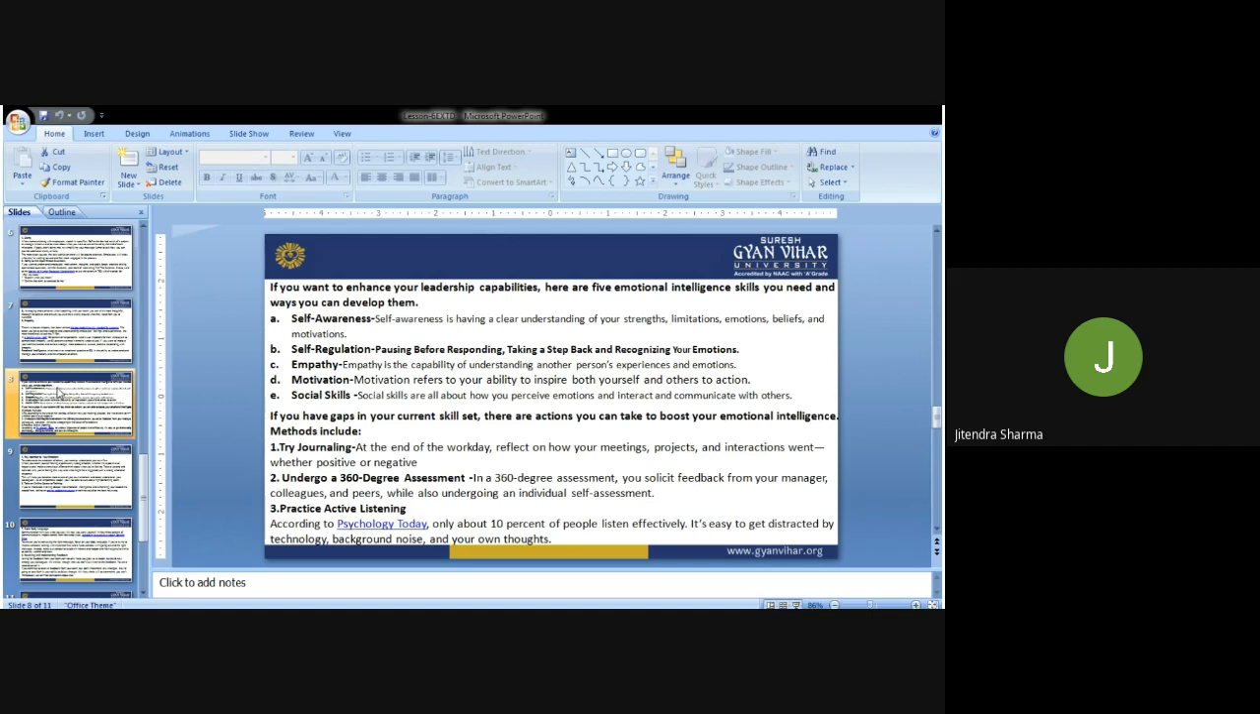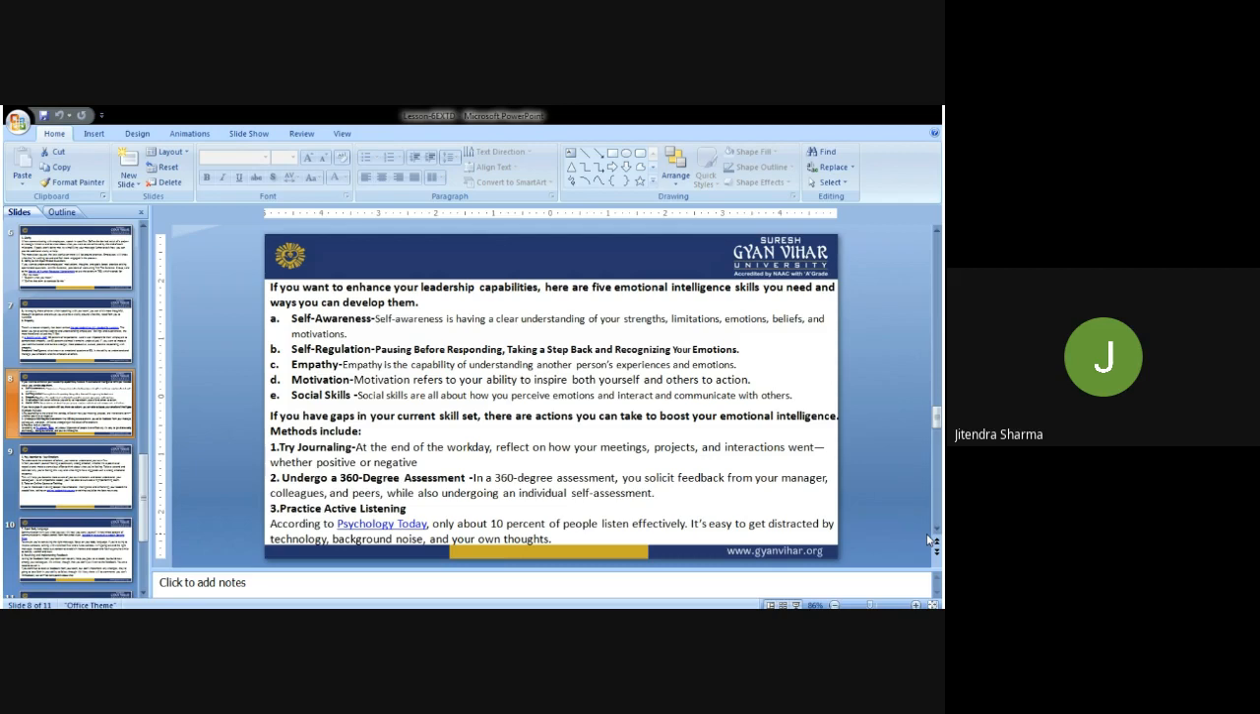Practice active listening. That is the key. If you are impatient or aggressive by nature, and if you are poor in listening skills, then the chances of mistakes because of the hurry are much higher. So a leader and a manager should always work on their listening skills, because this is the key to success.